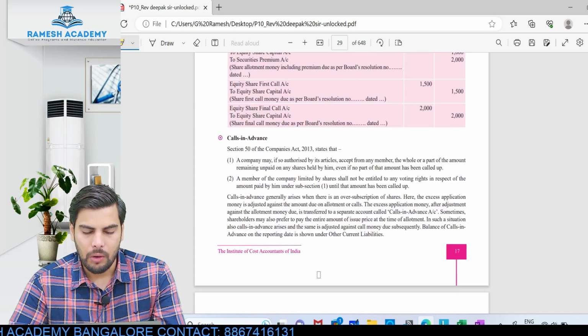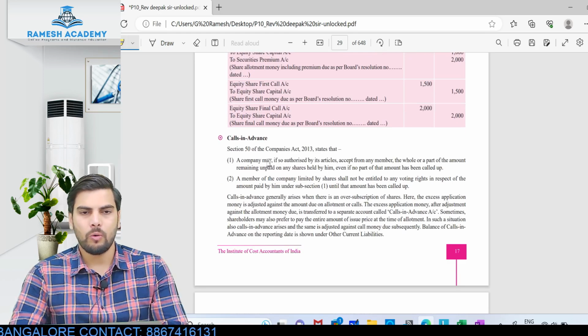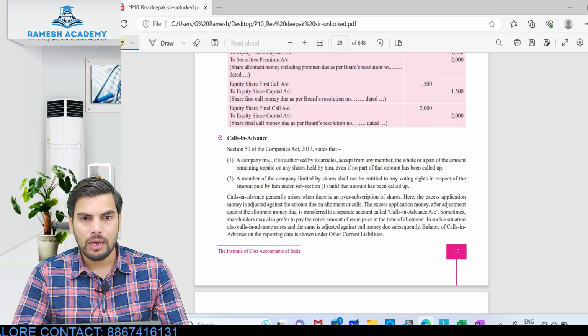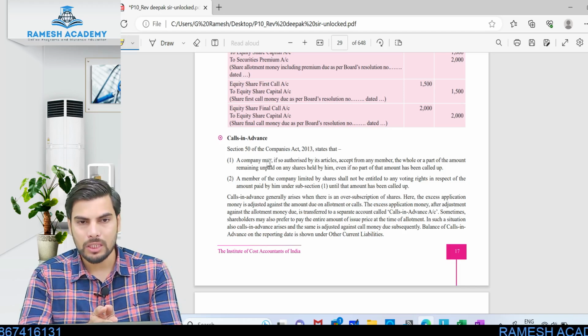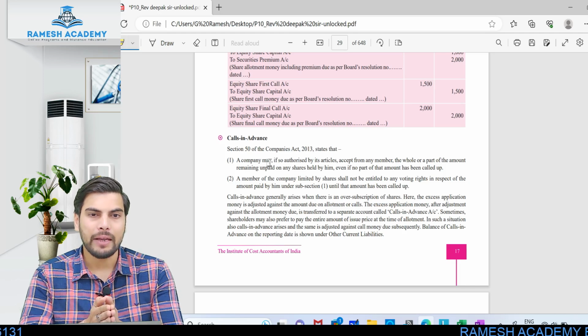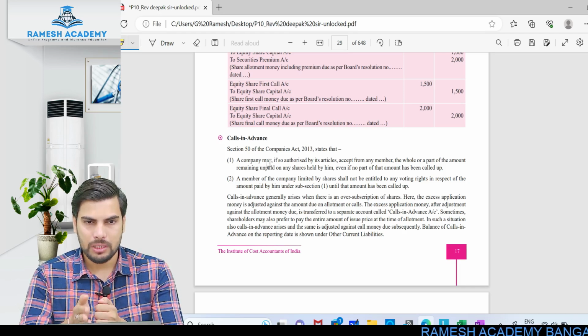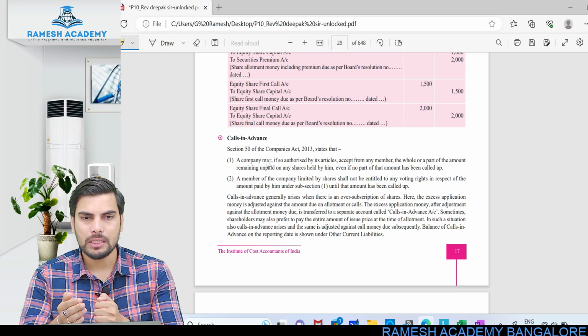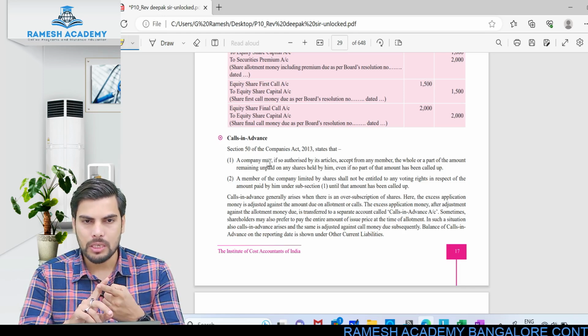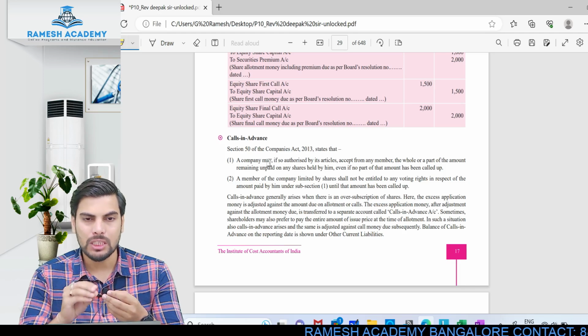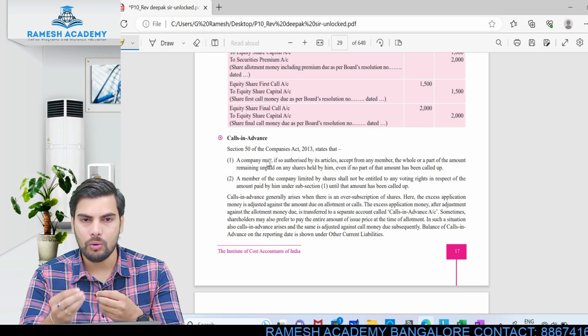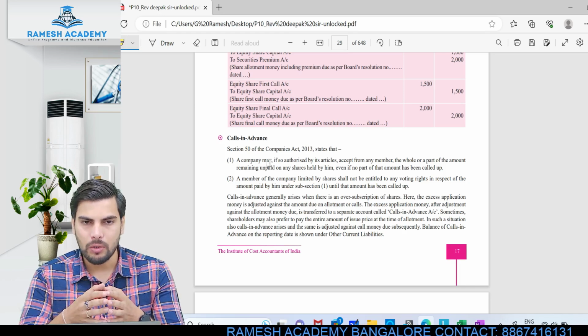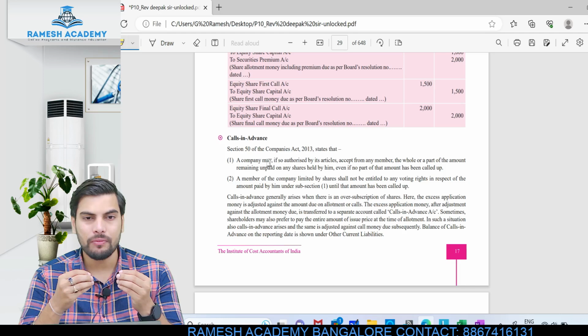Now when it comes to calls in advance, you already know the meaning of this particular term. What is calls in advance? Even before the company makes a reminder, if the shareholder is paying the amount in advance, that would be treated as calls in advance. So one of the shareholders is paying the allotment money, and he is also paying the first and final call money. At the allotment stage itself, he is paying not only the allotment money but also the first and final call. This first and final call money he is paying in advance would be treated as calls in advance. That would be a liability for the company.